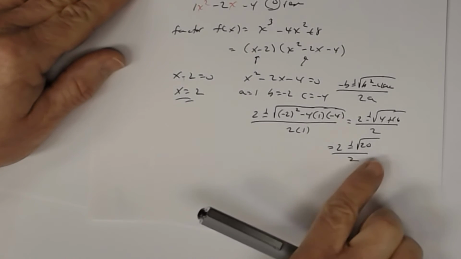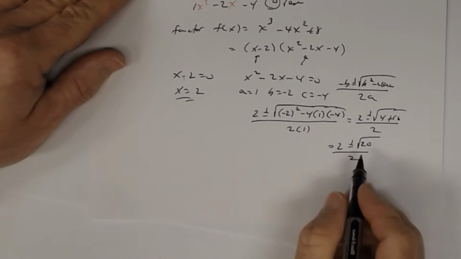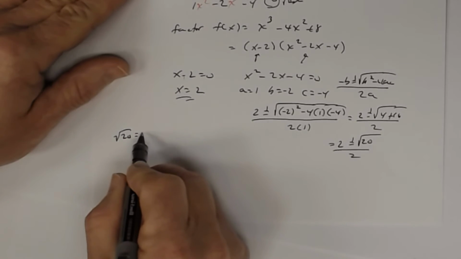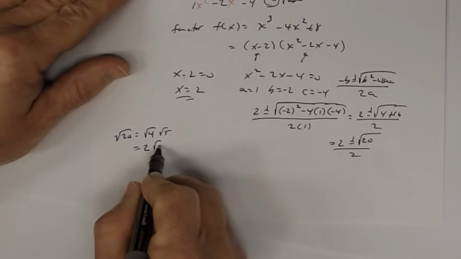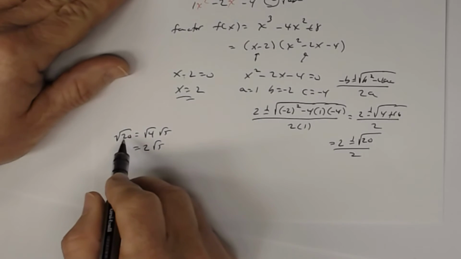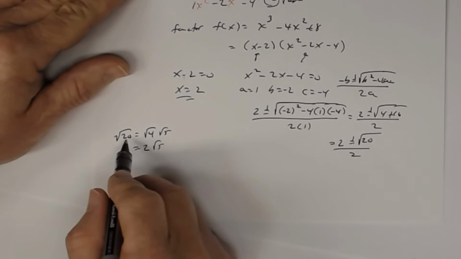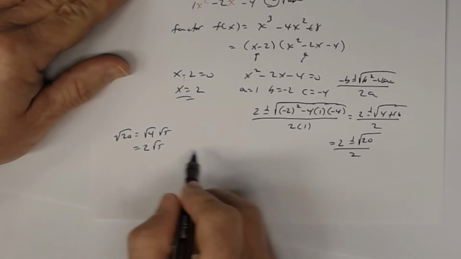Now I'm going to go ahead just to remind you how to simplify the square root of 20. So remember, the square root of 20 is going to be the square root of 4 times the square root of 5, right? And the square root of 4 is 2, so 2 square root of 5. So remember, to simplify the square root of 20, you find a perfect square and always use the largest that goes into 20.